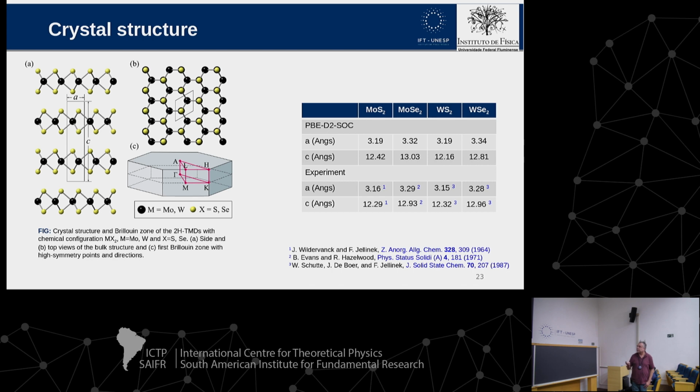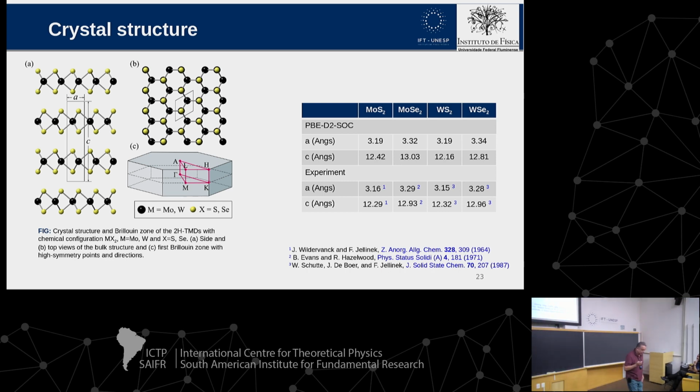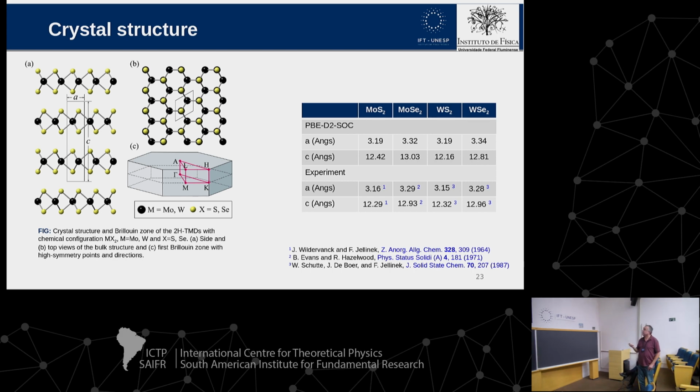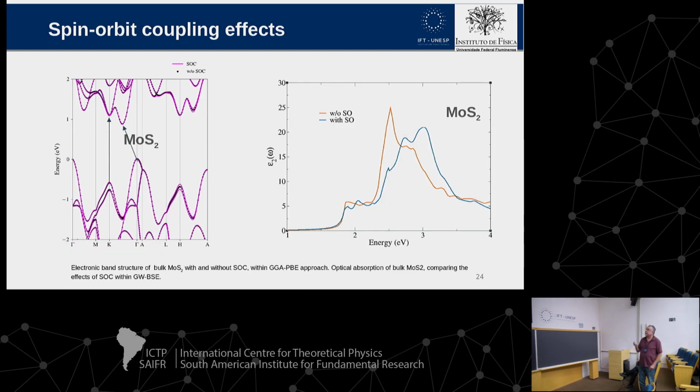This is the crystal structure. We use the 2H phase, which is the most stable phase for these bulk materials. We have good results for the structure, as expected.